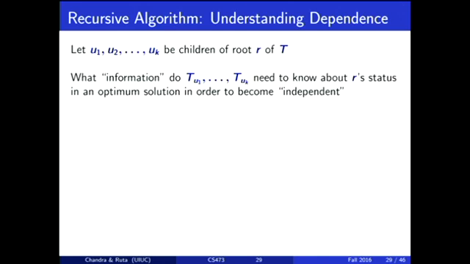So how do I think? As an experienced person, how do I think about these problems? So here is what I think. Let U1, U2, ..., UK be the children of the root of the tree. I say, what information do the children need to separate themselves? Remember, the tree is decomposable, but the problem is preventing us from recursing on the children. But what information do the children want?